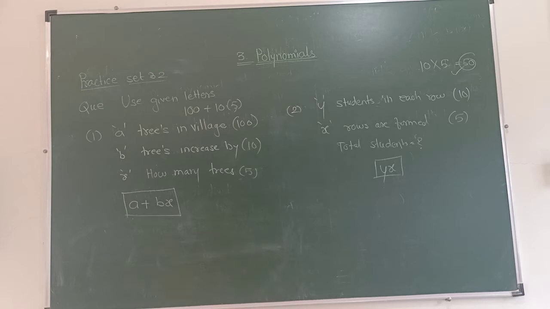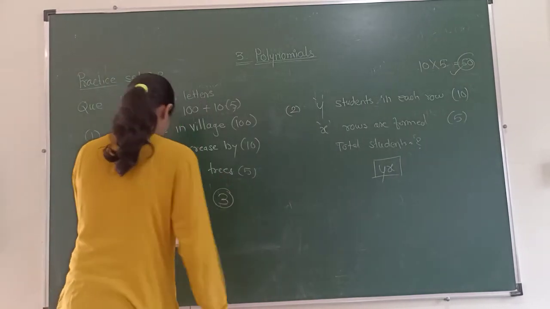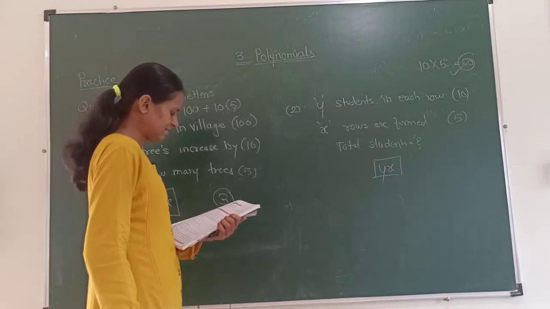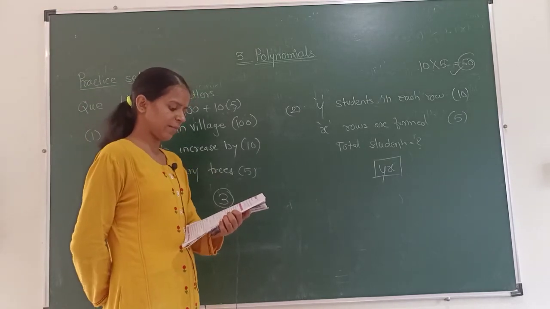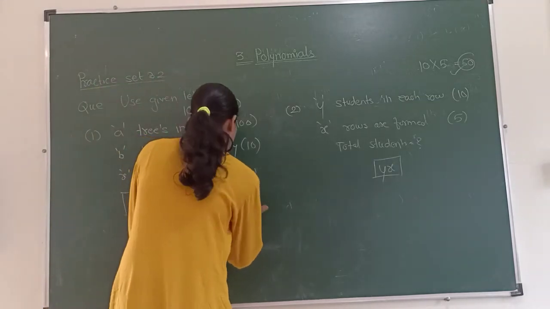We will solve the third one over here only. Okay, we can solve the third one. The tens and unit place of a 2-digit number are m and n respectively. Okay, tens place.